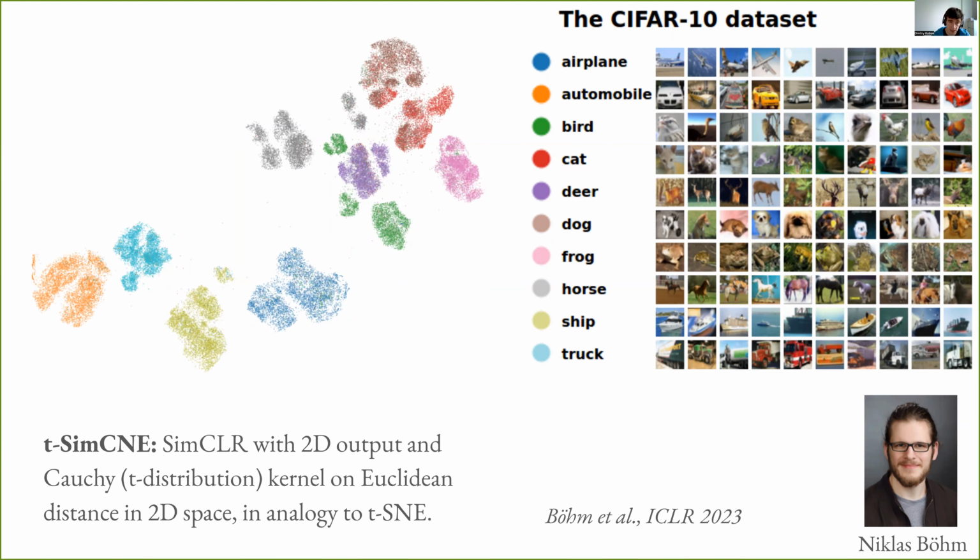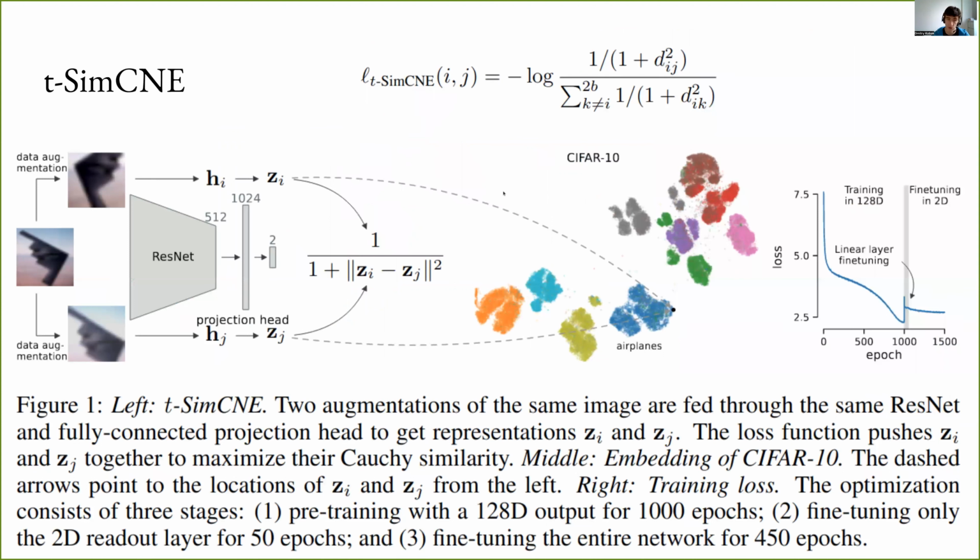I don't have time to explain all the tricks, but the core idea is the same. Each image gets perturbed twice, goes through the network, ends up somewhere in 2D, and then we quantify how similar points are to each other using t-SNE's Cauchy kernel. So it's sort of t-SNE meets SimCLR. It's a merge between the two. That's the InfoNCE loss function. We can train it, and in the end, we get for CIFAR-10 this embedding.